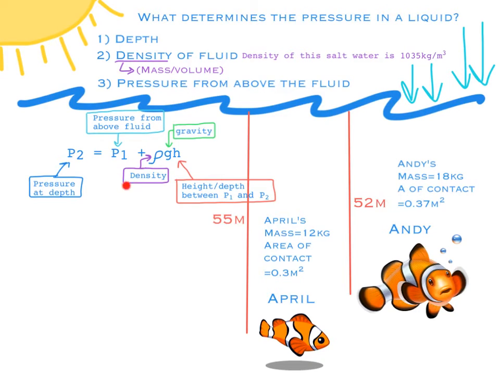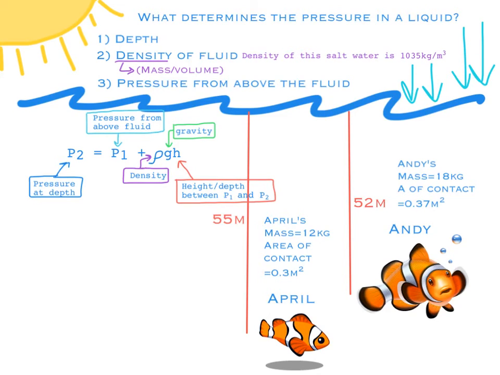Then we have density. So this crazy symbol rho is the symbol for density in physics, and we'll be using that both here and when we start buoyancy. And then we have gravity, which we're very familiar with, is 9.8 or 10 meters per second squared. And then the H stands for height, or depth, I like to say, and it's specifically the height between P1 and P2. So in this case, P1 is the pressure coming from above, so that would be here, and P2 is down here where April is for April's pressure, and so the height would be this 55 meters. For Andy, the pressure 1 is up here and the pressure 2 is here, so it's only 52 meters.